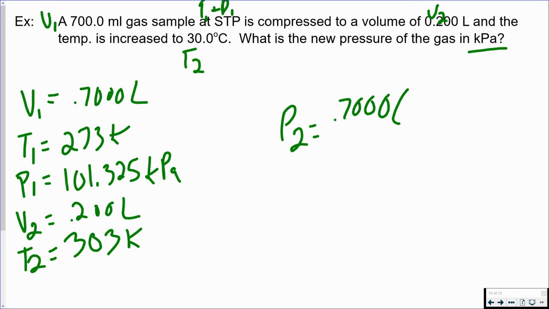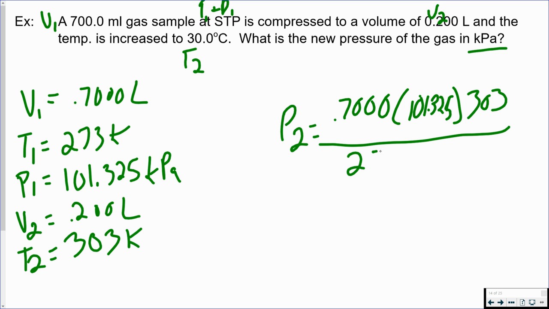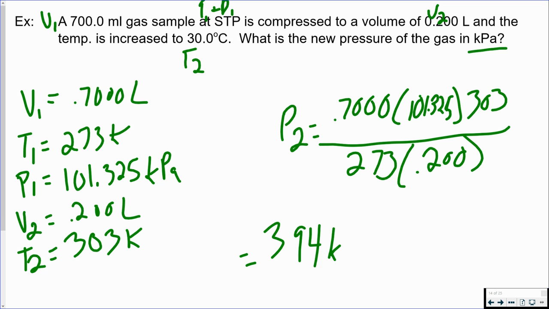Once you plug it into your calculator or into the equation, you're going to have P2 equal to 0.7000 times 101.325 times 303, all divided by 273 and 0.200, giving you a final answer of 394 kilopascals.